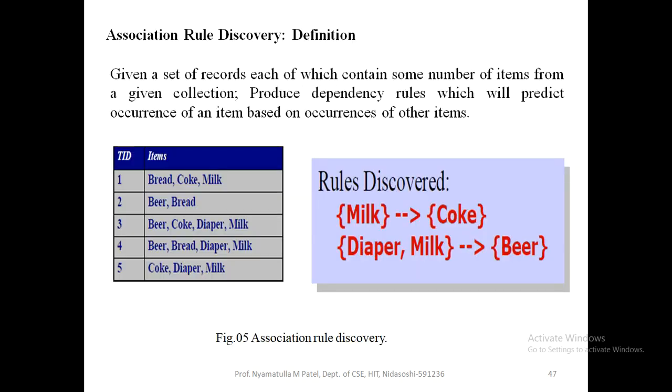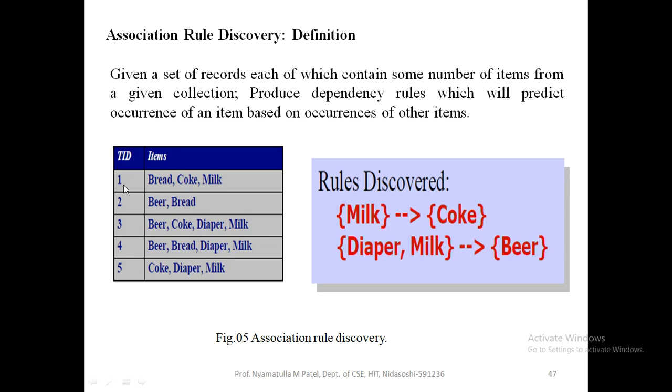Now, association rule discovery, definition. What is an association rule? Given a set of records, each of which contains some number of items from a given collection, produce dependency rules which will predict the occurrence of an item based on the occurrence of other items. Now, you will be given a set of records from a given collection. Based on the transactions, you need to produce a dependency rule which will predict the occurrence of an item based on the occurrence of other items.